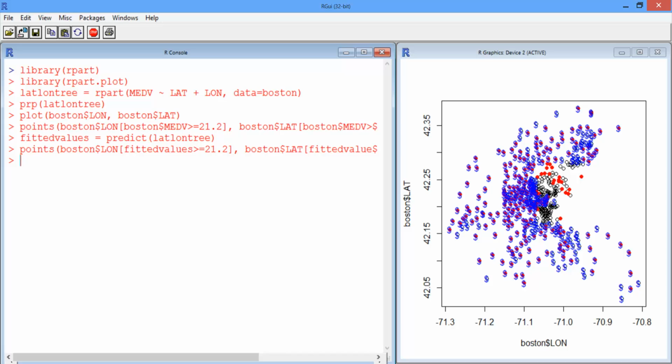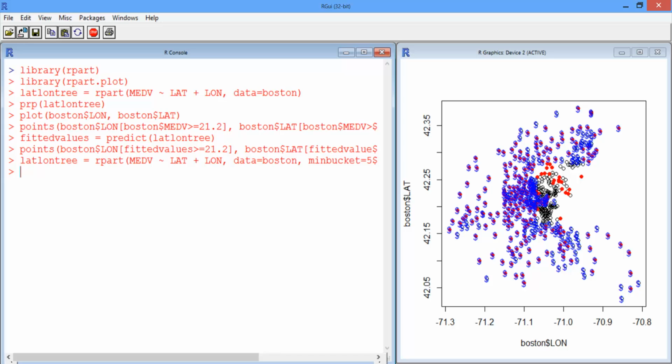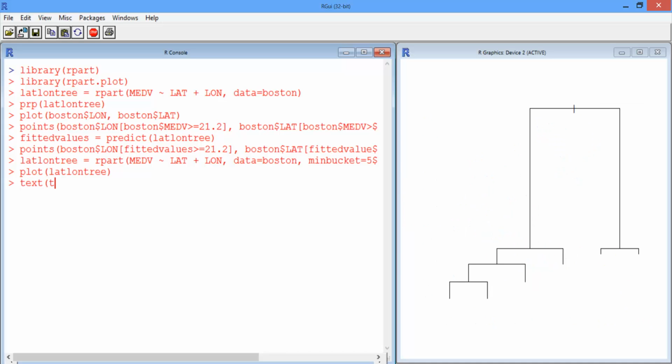We can. We'll just change the min bucket size. So let's build a new tree using the rpart command again. Medv as a function of lat and lon, for data, Boston. But this time we'll say the min bucket size must be 50. We'll use the other way of plotting trees, plot, and we'll add text with the text command. And we see we have far fewer splits, and it's far more interpretable.